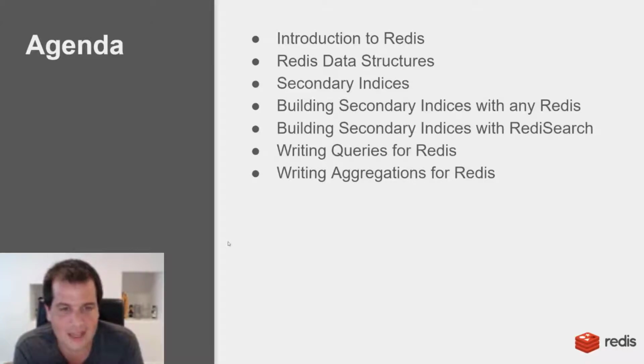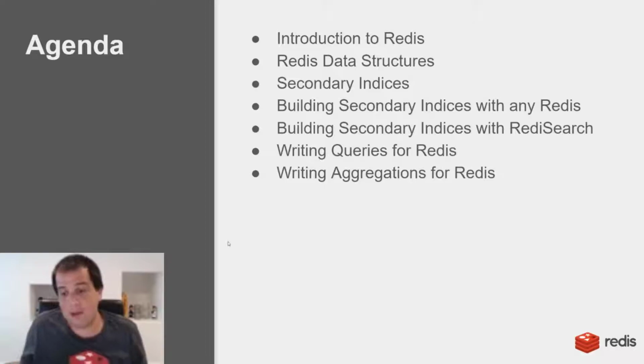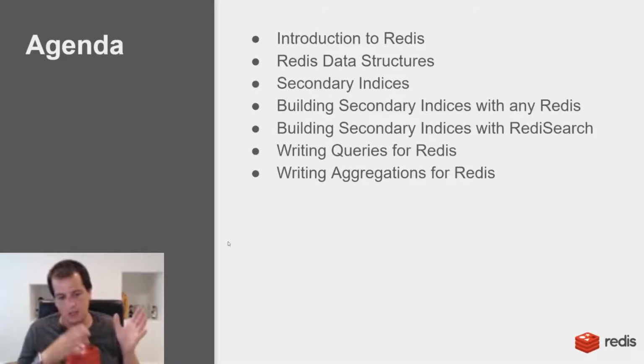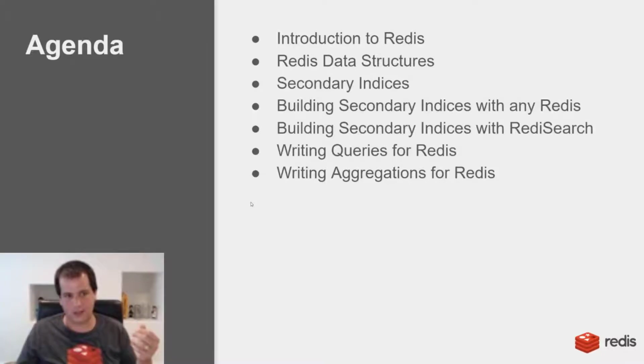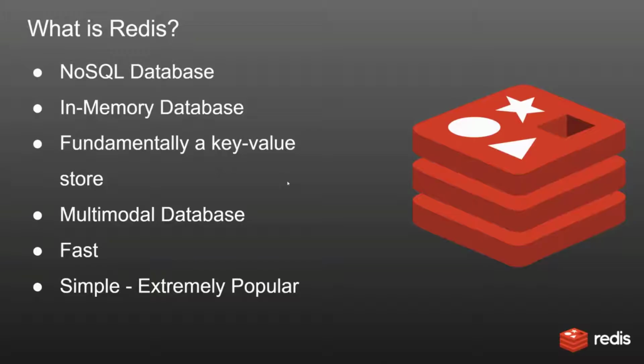Then we're going to look at some of the key data structures in Redis, and then specifically how they can be used for building secondary indices in Redis. Then we're going to be building secondary indices with essentially any version of Redis that you'd find, which we call traditional OSS Redis. And then we're going to be looking at building secondary indices and then querying and aggregating things, all with RediSearch, which is an extension of Redis that my company, Redis, actually writes and maintains.